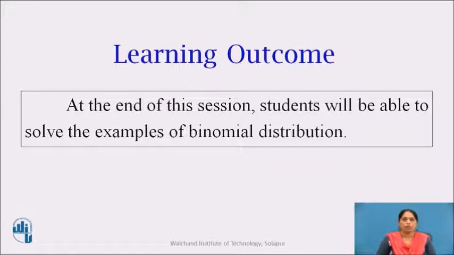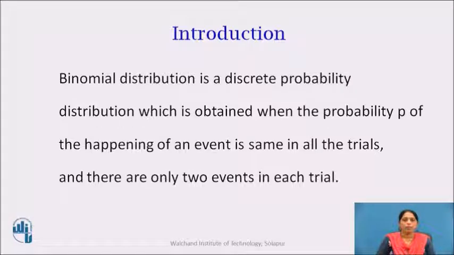The learning outcome is, at the end of this session, the students will be able to solve the examples of binomial distribution. Binomial distribution is a discrete probability distribution which is obtained when the probability, small p, of the happening of an event is the same in all the trials, and there are only two events in each trial.